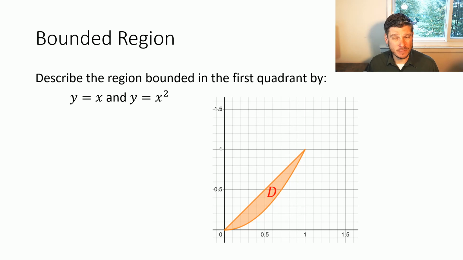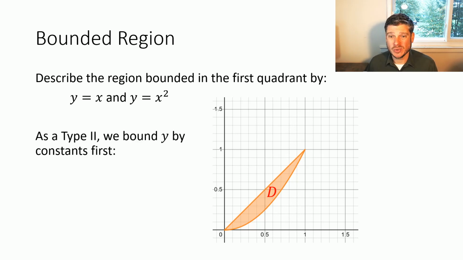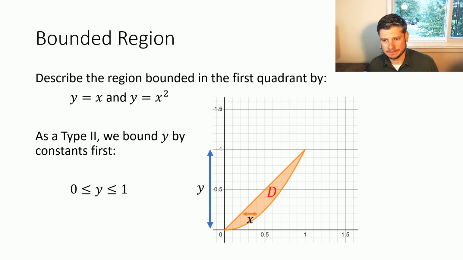Okay, let's go back to this region. Now let's try to bound this as a type 2. And by a type 2, that means we need to bound y by constants first. Now, in this case, I can see that that region takes on y coordinates that vary from 0 to 1. So y is bounded between 0 and 1. Now, how am I going to bound x? Well, again, start by drawing that arrow. Now, x is my horizontal, so how am I getting from one point to the other?